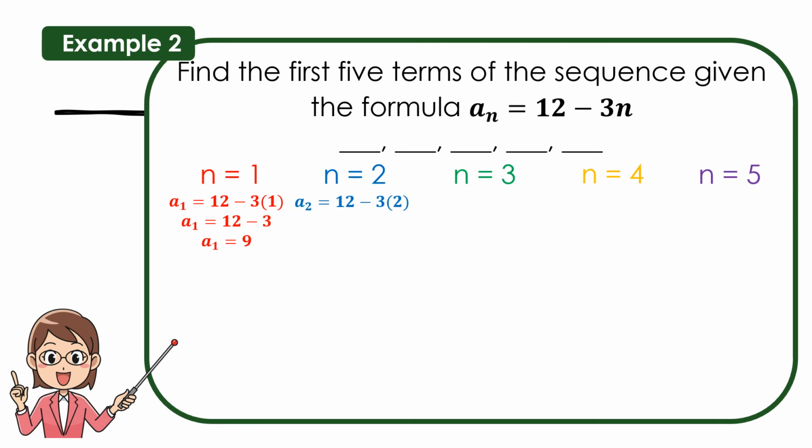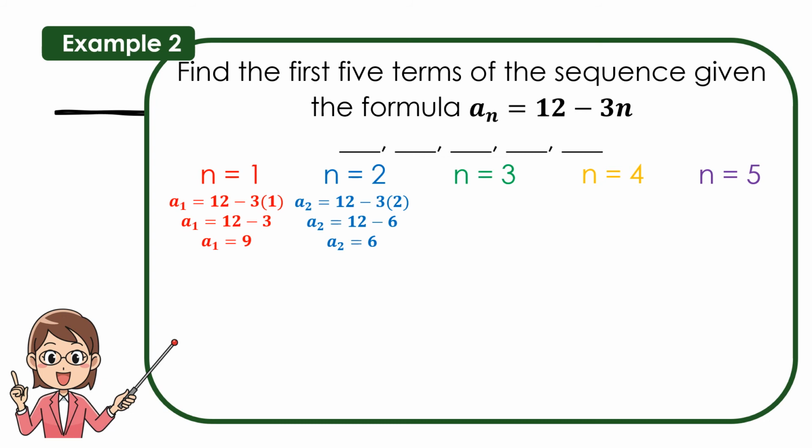Now, let us proceed with n is equal to 2 or the second term. Substitute the value of n to our given formula gives us a sub 2 is equal to 12 minus 3 times 2. Simplifying our equation gives us a sub 2 is equal to 12 minus 6. And 12 minus 6 is equal to 6. Thus, we can say that our second term is 6.